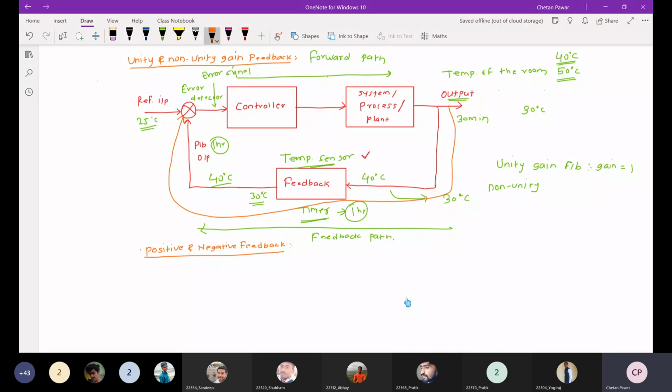And non-unity gain feedback means the gain is not equal to 1. That's the simple difference here. So generally, in problems, they directly connect the output to the error detector to show that it is a unity gain feedback, where gain is equal to 1. Okay. So this is the concept of unity and non-unity gain feedback.